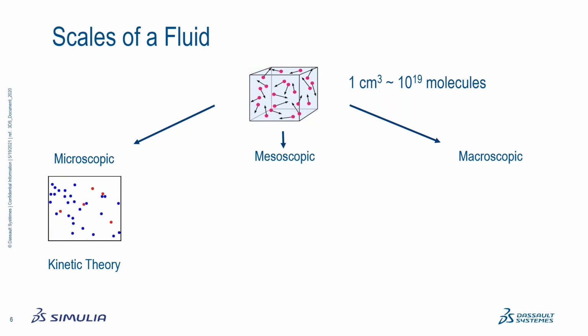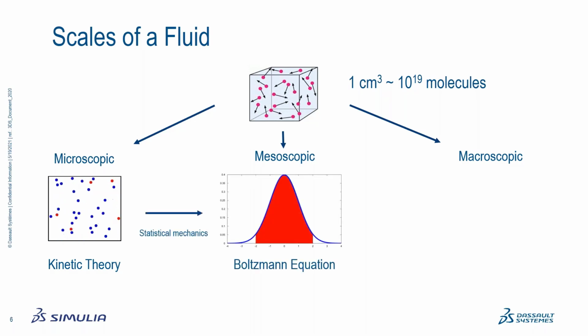And doing this for all of the molecules that we are finding already in this 1 cubic centimeter of air is just too much computational effort that would be needed. So another way of looking at that would be to look at the mesoscopic scale of the fluid, which is basically to look at the probability of the molecules. And this is described by the Boltzmann equation, which can be derived by statistical mechanics from the kinetic theory.